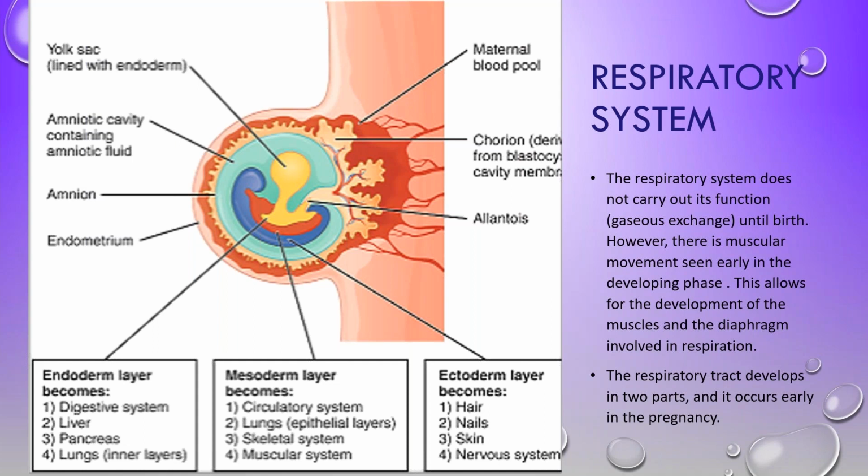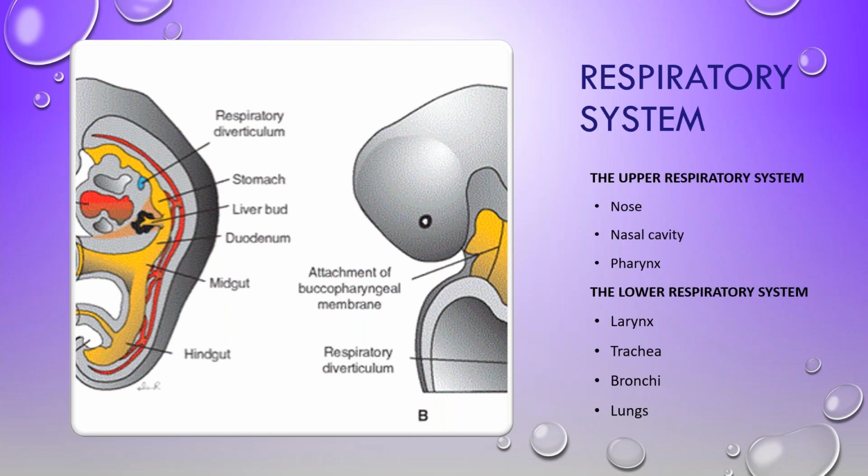However, there are muscular movements which are seen very early on already. The lung isn't aerated, but there is movement of muscle, and this allows for the development of the muscles and the diaphragm, which will be developing at that stage. The respiratory tract develops in 2 parts, and it occurs early in pregnancy. So the upper respiratory system, which consists of the nose, the nasal cavity, and the pharynx, and the lower respiratory system develops with regards to the larynx, the trachea, the bronchi, and the lungs.